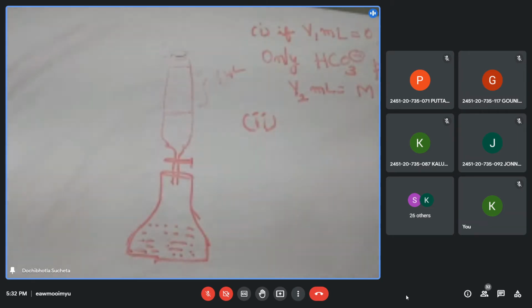Why bicarbonate? Methyl orange detects bicarbonate. But methyl orange gives yellow color in the presence of bicarbonate. It gave straight away red color. That is the end point color. What does it show?